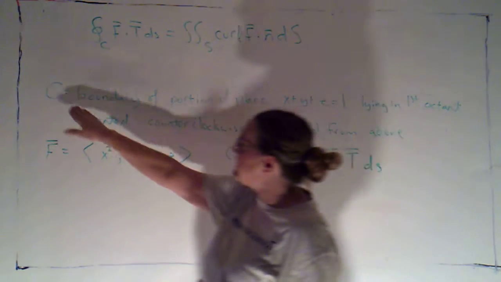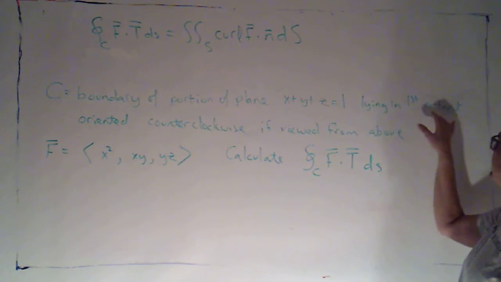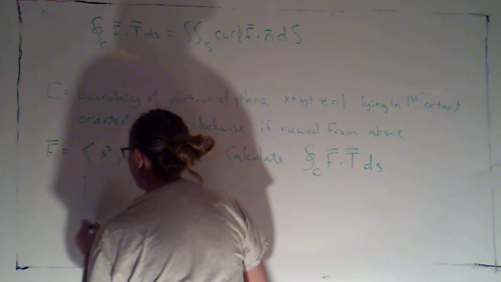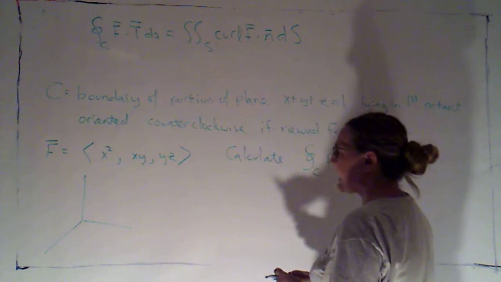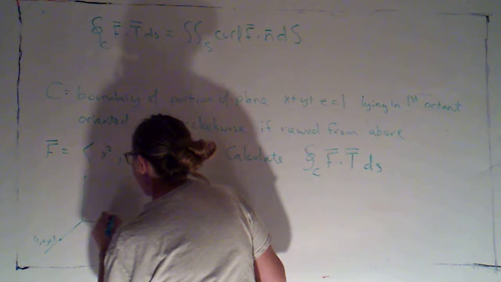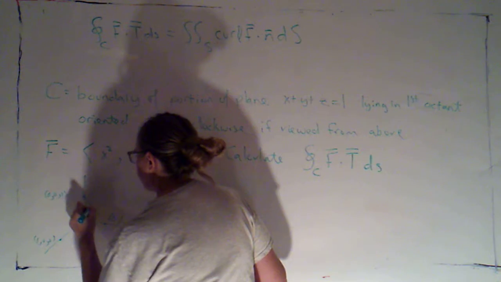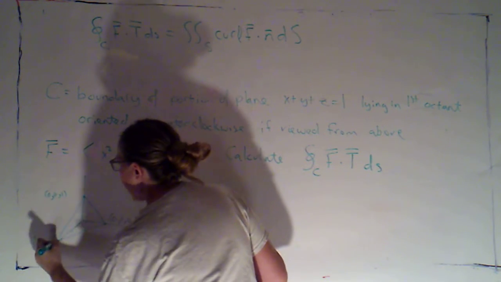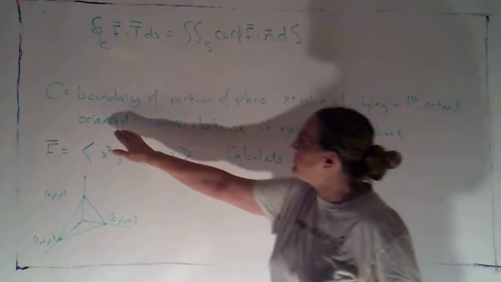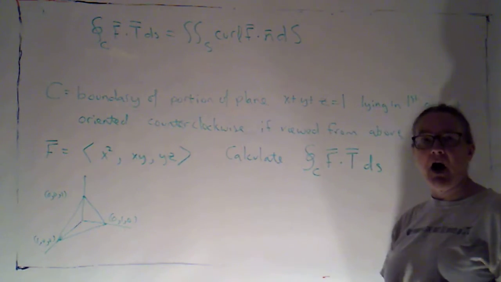So I'm going to have C be the boundary of the portion of the plane x plus y plus z equals 1 that lies in the first octant. Okay. So we've seen stuff like that before. That's going to intersect the x-axis at (1, 0, 0), the y-axis at (0, 1, 0), and the z-axis at (0, 0, 1). So we're talking about this triangular portion of that plane. Now, we're told we want it to be oriented counterclockwise if viewed from above.